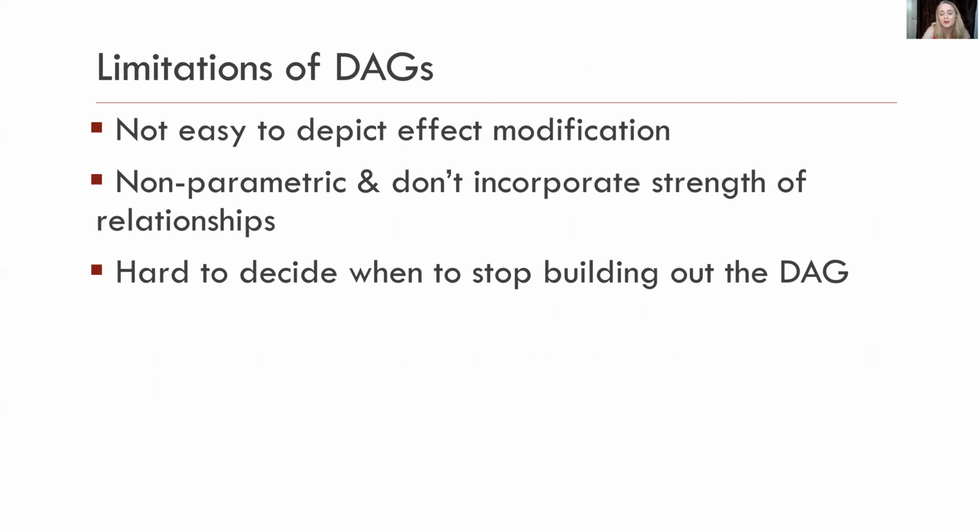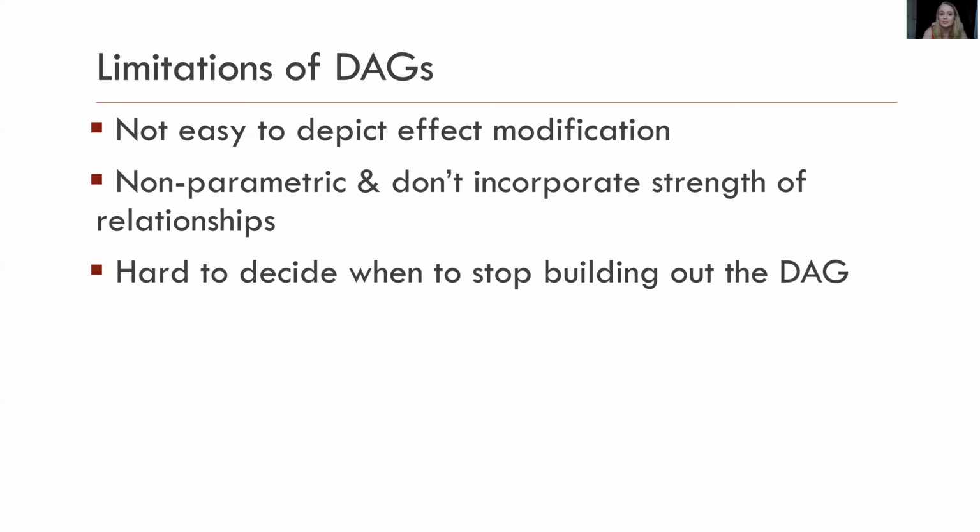And then I want to end with a couple of limitations of DAGs. One of the things I talked about was that DAGs do not incorporate the strength or direction of the relationship. So we don't know if the cause is making the effect more or less common. We don't know if it's more of the cause or less of the cause that's creating the effect. It's also not easy to depict effect modification. There are different schools of thought around this. In general, anything that's also a cause of the outcome of interest is a potential effect modifier, but there's not really a good way to show that something is not an effect modifier.